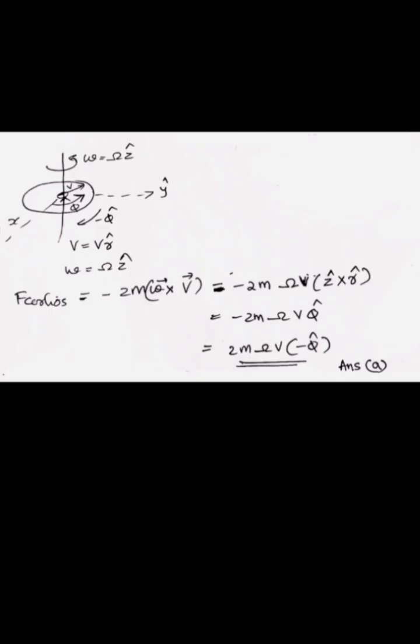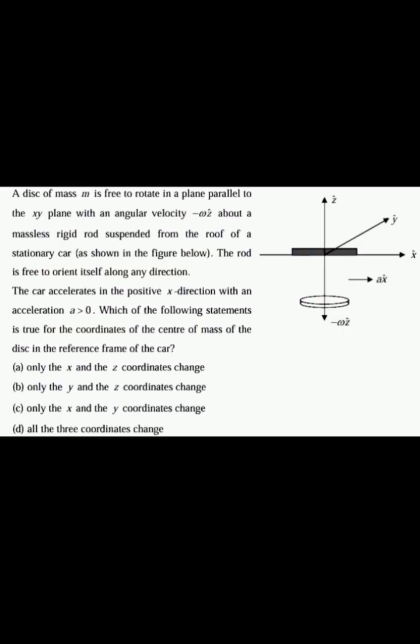Minus phi cap means the bullet is moving to his right. If it's plus phi cap, then it is in the left direction, but as it is in the minus phi cap direction, it is in the right direction, and the acceleration is 2 omega v. So option A is the right answer.